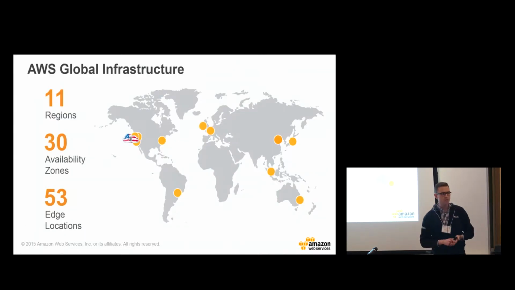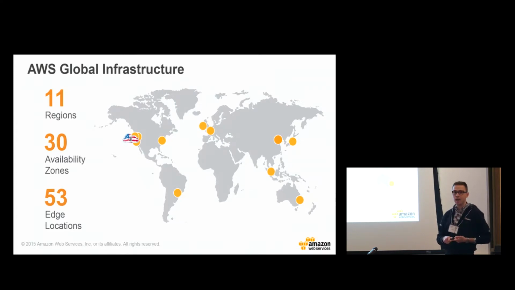Globally, we have 11 regions. Each region you can think of as a full self-contained cloud. Data does not move from one region to another unless you explicitly move it. So this is, especially if you're dealing with sensitive research data, for compliance or data locality reasons, when you place data into an AWS region, you can be confident that that data does not leave that region.